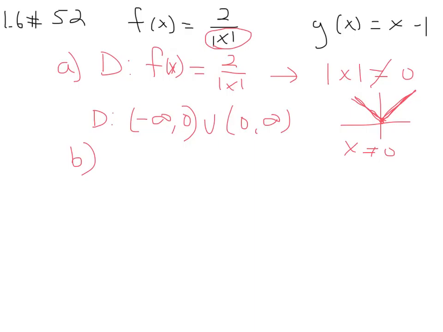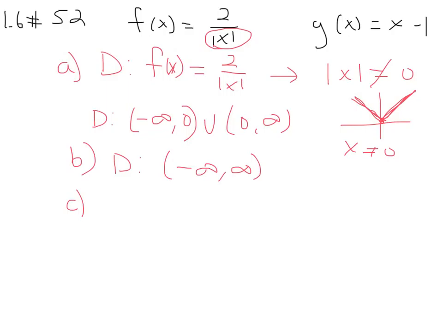The domain for our g of x, right, this x minus 1, well, this is a polynomial. And we've talked about a couple times that polynomials exist everywhere. So we don't have any division by 0. We don't have any square roots of negative numbers. So this thing is going to be just fine everywhere. So our domain for g is going to be the entire real line, -infinity to infinity.